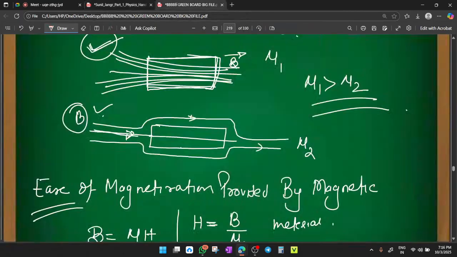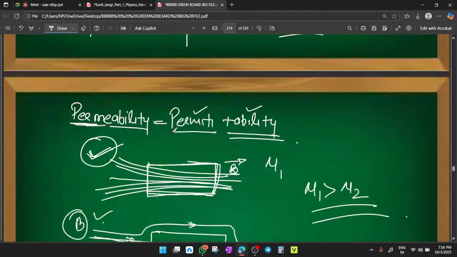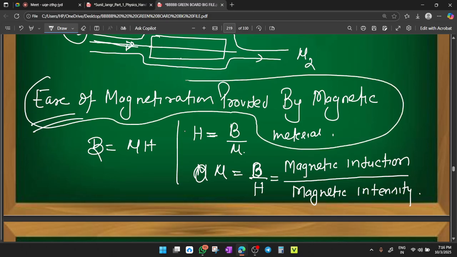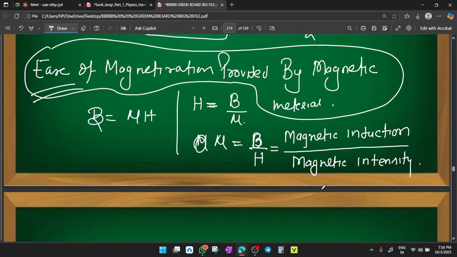The definition: ease of magnetization provided by the magnetic material. Yes, write the formula. B equals mu H. So H equals B by mu. Mu equals B by H.